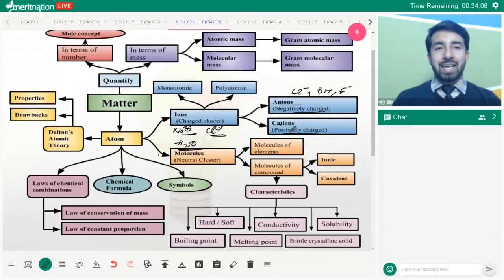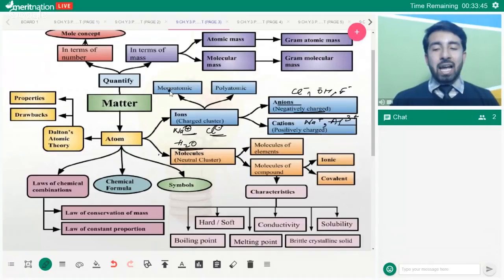Similarly, we have cations, which are positively charged ions. So these cations are positively charged ions. Isotopes are the atoms of the same element having the same atomic number but different mass number. Neutral means no charge. Cations are positively charged ions like Na plus, Al3 plus, and many others.